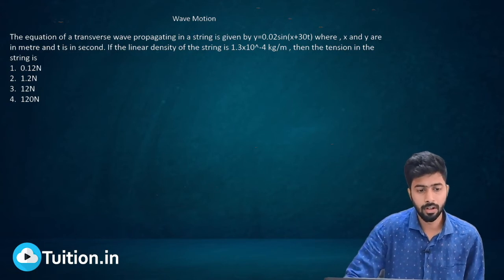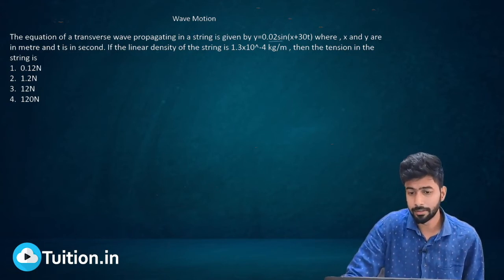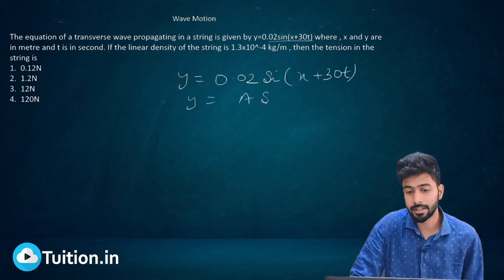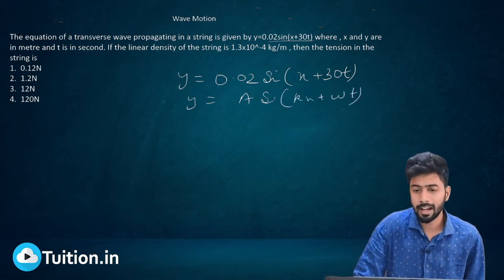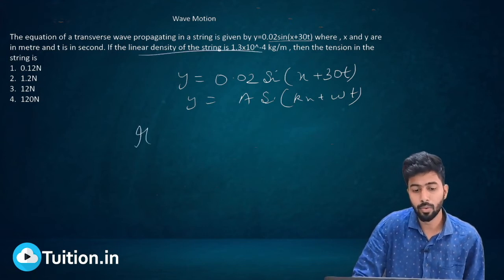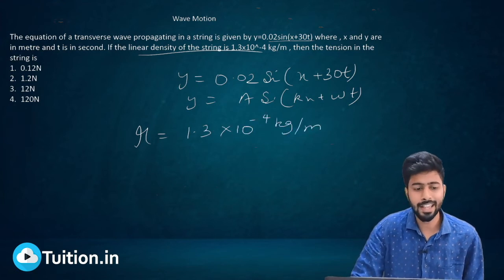The equation of a transverse wave propagating in a string is given by this particular equation: 0.02 sine of (x plus 30t). You can make it analogous to y equals a sine of (kx plus omega t). X and y are in meters, t is in seconds. If the linear density of the string, mu, is 1.3 into 10 power minus 4 kg per meter, then what is the tension in the string?